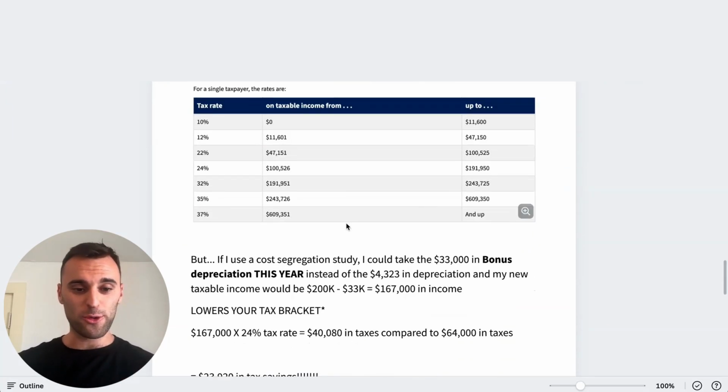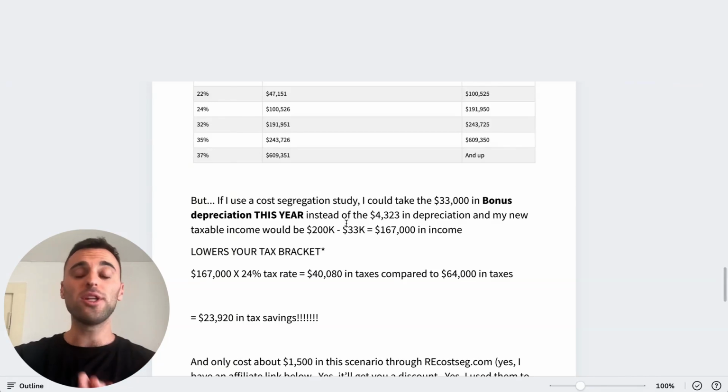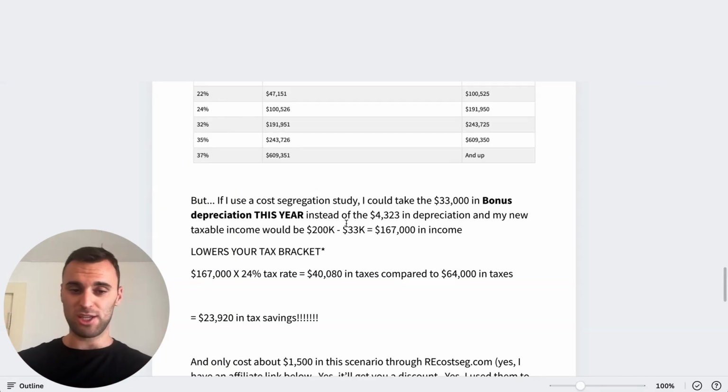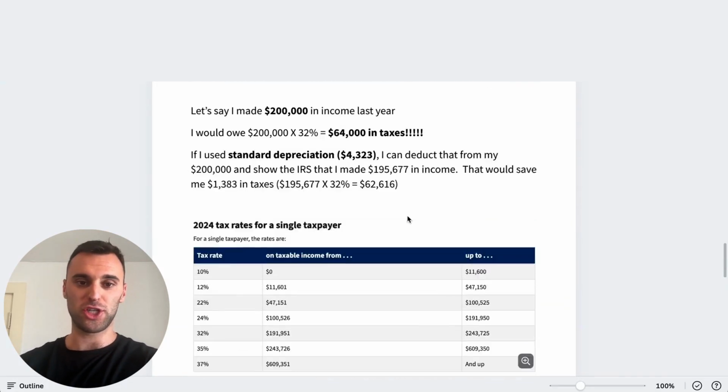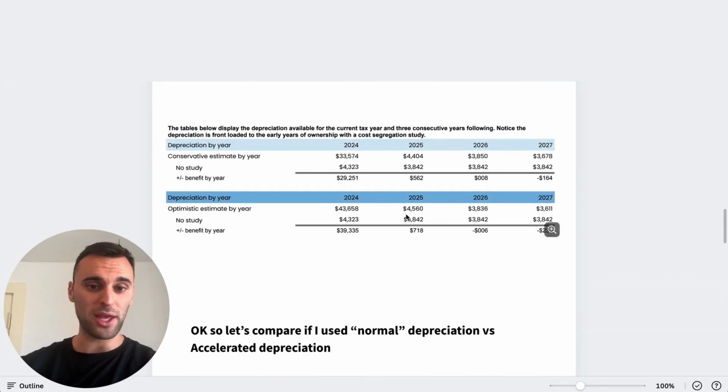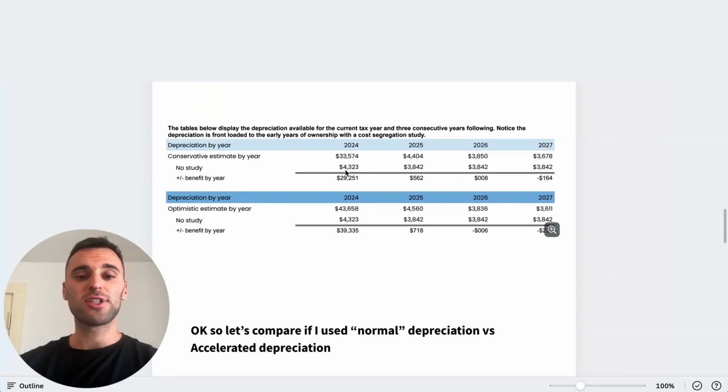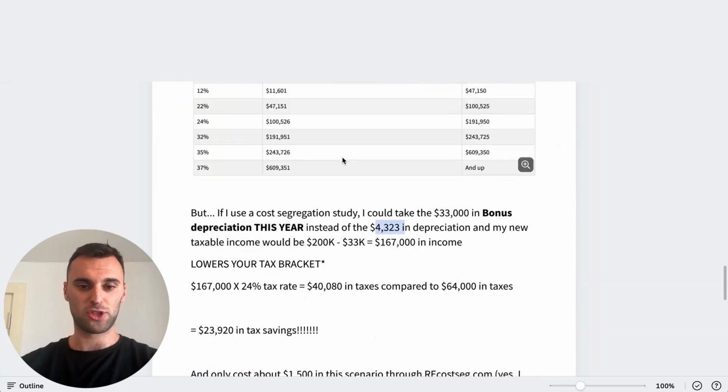Now, if I scroll down and show you, if you use bonus depreciation or accelerated depreciation, I could take, again, $33,000 in year one instead of the $4,300 in depreciation. Just to go back up to show you where I'm getting these numbers from, the $4,300 is if you don't do a study. The $33,000 is a conservative estimate if I do a cost segregation study. So I'm using the $33,000 number. You can scroll back down.